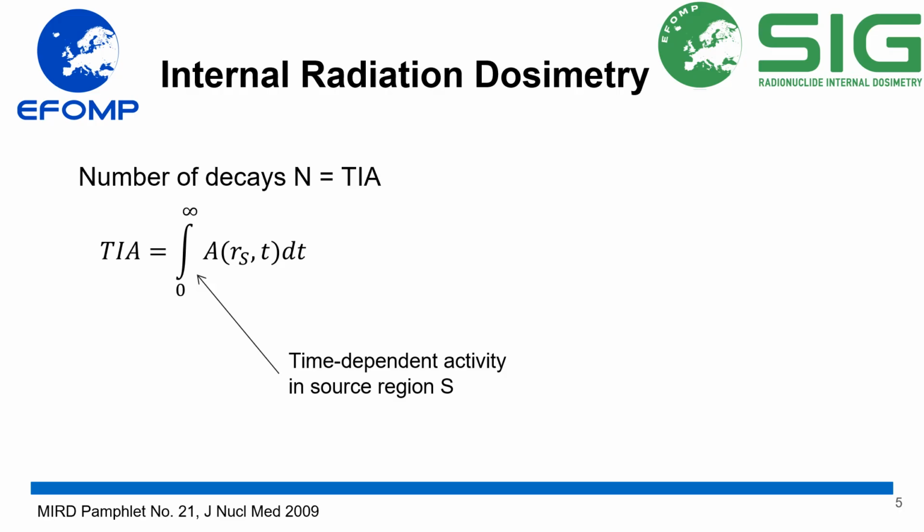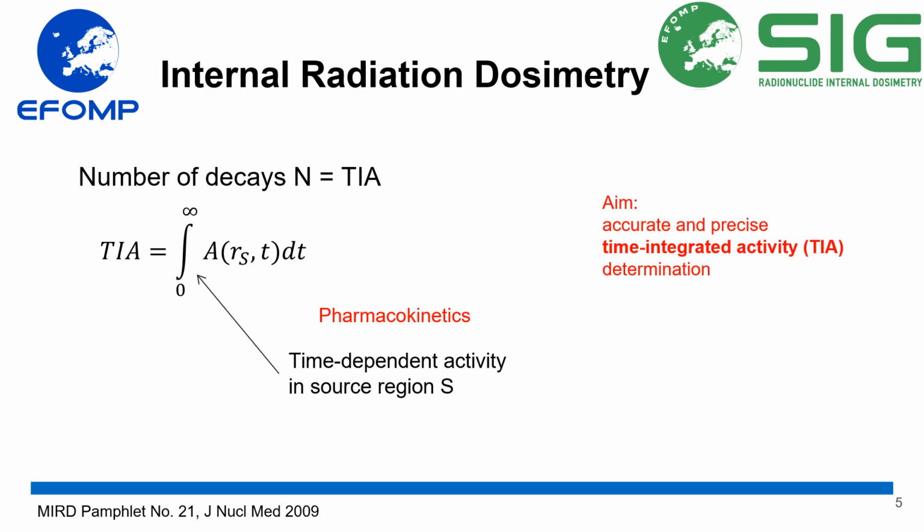The absorbed dose in a patient depends on the number of decays in the source region S. The number of decays can be calculated by the integration over the time-dependent activity, and the time dependency of the activity is governed by pharmacokinetics. Therefore, we need accurate and precise time-integrated activity calculations for accurate and precise dosimetry.